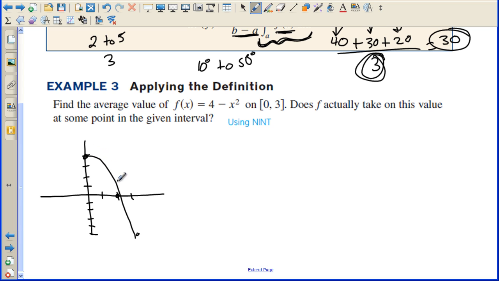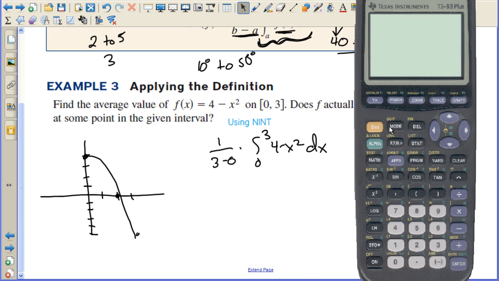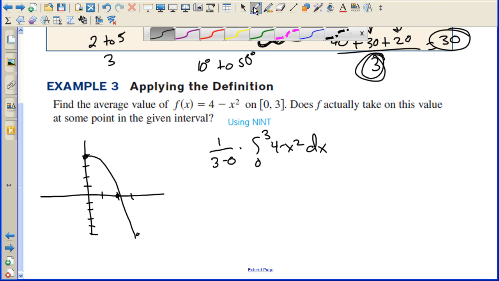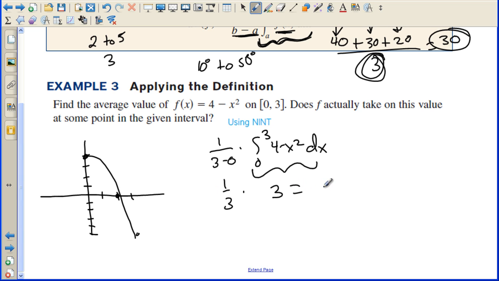And we want to know the average value from 0 to 3, but we have an infinite amount of values, so it's not like we have some to add up and then divide by how many we have. We have to use calculus. So we have 1 over 3 minus 0. That's 1 over the b minus the a, times the integral from 0 to 3 of 4 minus x squared dx. We're going to use our calculator to find this answer. We use FNINT, we put the function, the variable from 0 to 3, and we get 3 for the integral part. So we have 1/3 of this ended up being a value of 3, and 1/3 of 3 is 1.